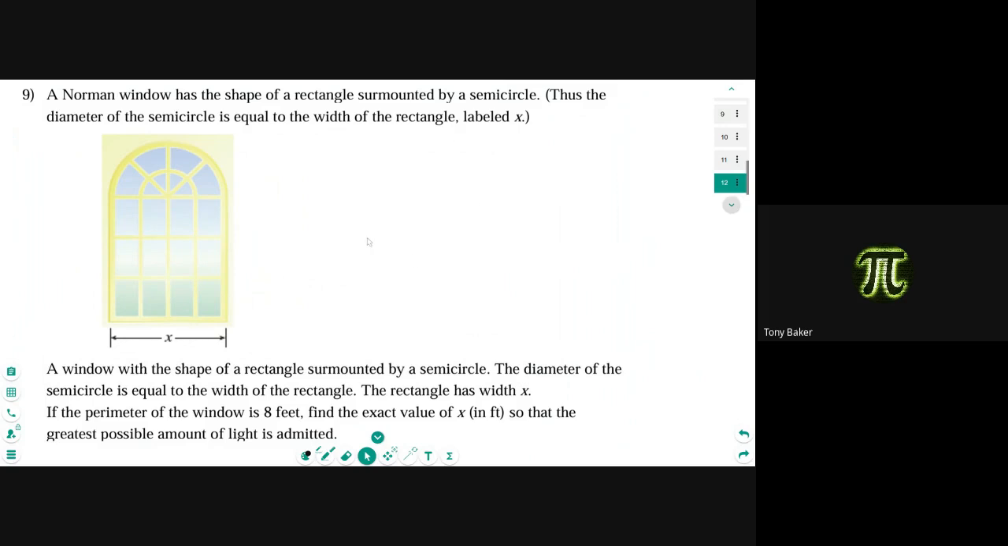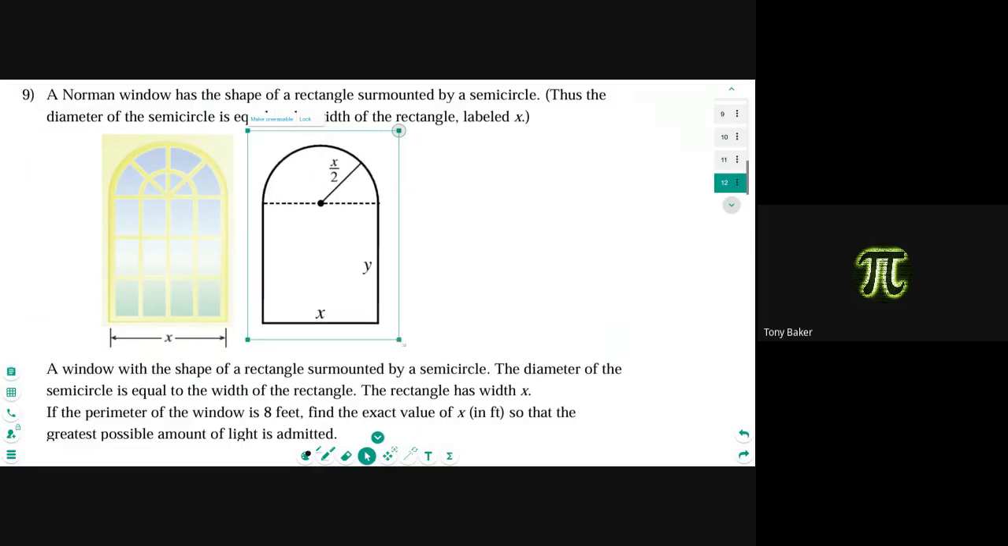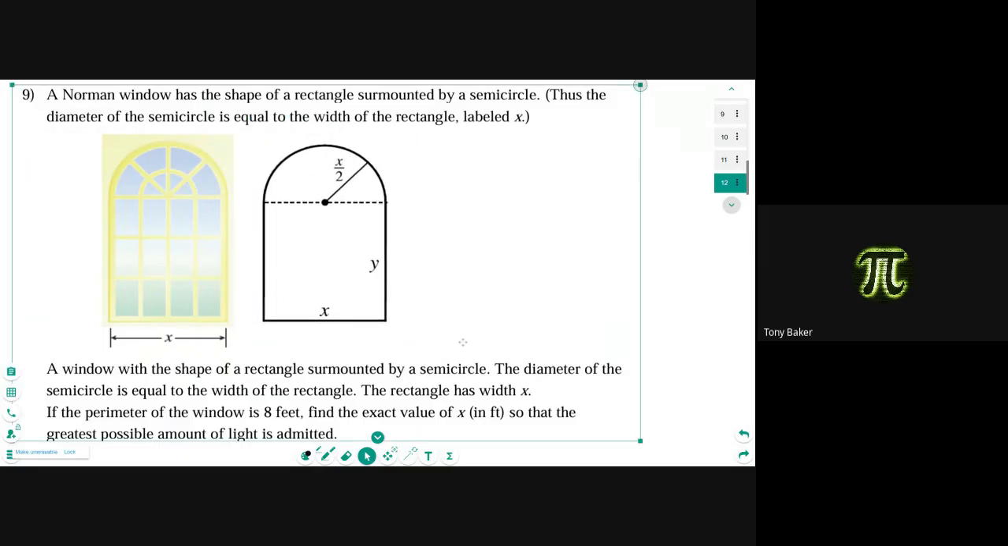So there's a few little things that we can do to modify this picture a little bit easier so we can understand it mathematically. So we have a rectangle and then a semicircle. So the perimeter is going to equal what? Correct, 8. Okay. But now how do I find the 8? What is the height of the rectangle under the semicircle?